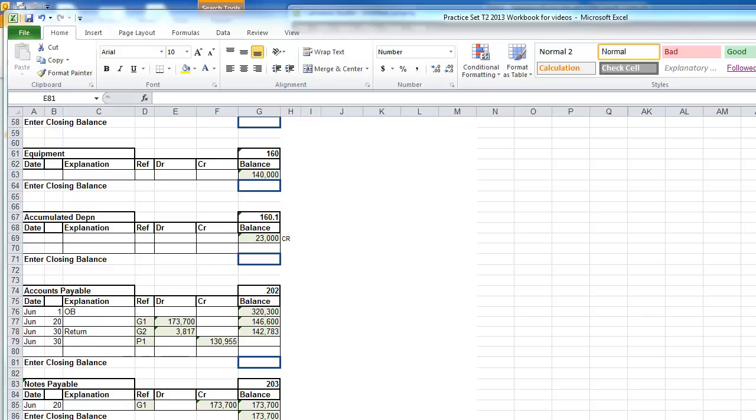So from the purchases journal, our accounts payable goes up almost 131,000, and so 273 we now owe. Again, when we make purchases on credit, we therefore owe more money, therefore our liabilities increase. An increase in a liability is a credit.